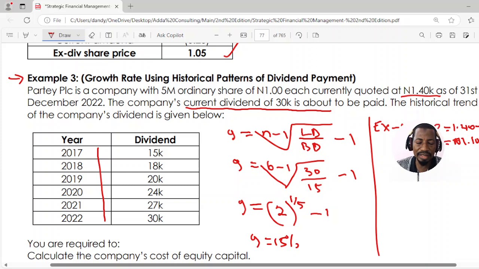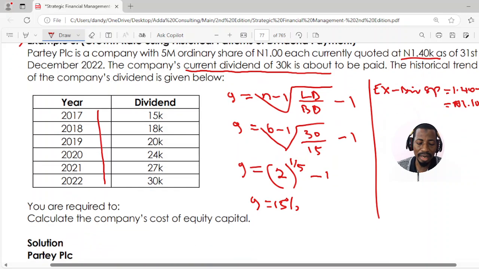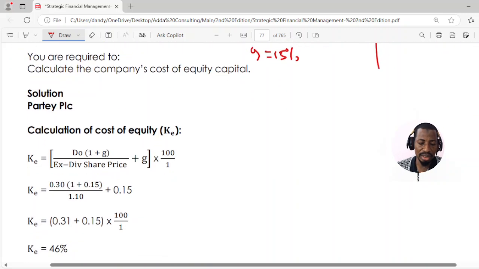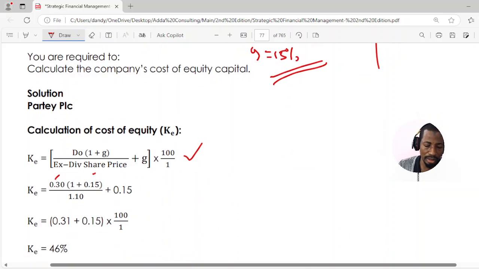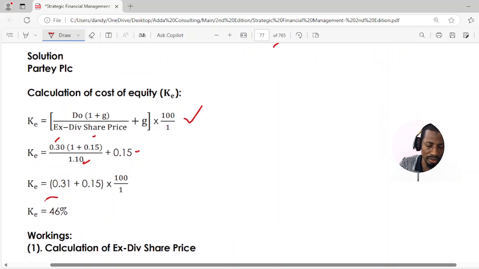Now that I have the ex-div share price, I can then go ahead to calculate my cost of equity. Therefore, using the formula for cost of equity where there's growth, the current dividend is 30 kobo. Growth rate I calculated is 15%. The ex-div share price I calculated is 1 naira 10 kobo. Mathematically, put it in the formula. Then you are going to get, the calculator will give you 46%.